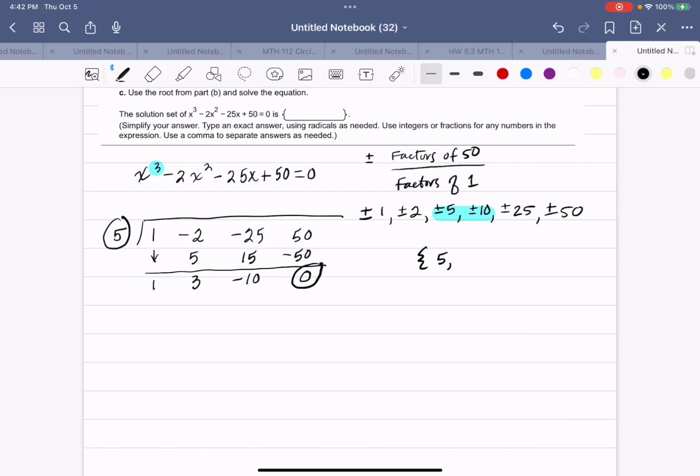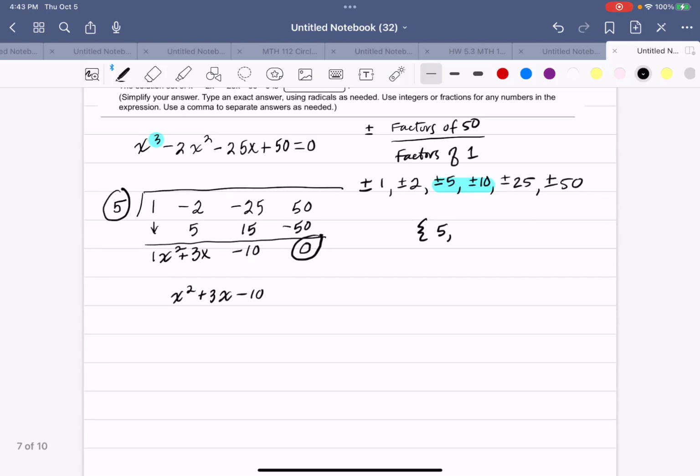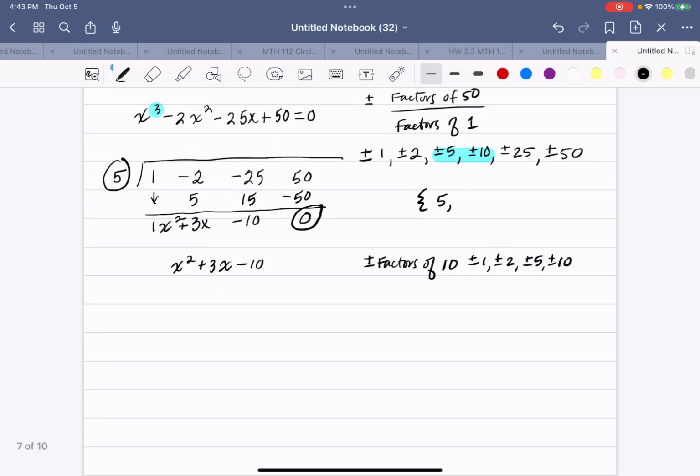Now I've reduced the degree by 1, so it's x squared plus 3x minus 10. So now I'm going to look at x squared plus 3x minus 10. Now I recognize that that's going to factor, but you might not. So all we need now are the factors of 10. So the plus or minus factors of 10. Plus or minus 1, plus or minus 2, plus or minus 5, plus or minus 10. So we've narrowed it down to fewer possibilities. So I'm going to divide into 1, 3, and minus 10.